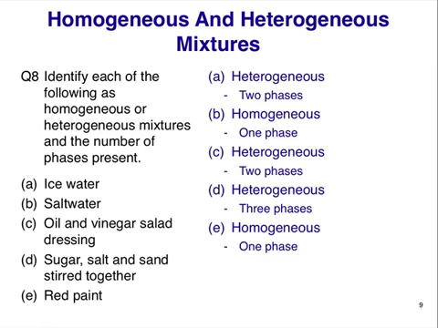Red paint is a homogeneous mixture. It looks uniform throughout to the unaided eye. Any homogeneous mixture must, by definition, have only one phase. So how did you make out? Let's review.